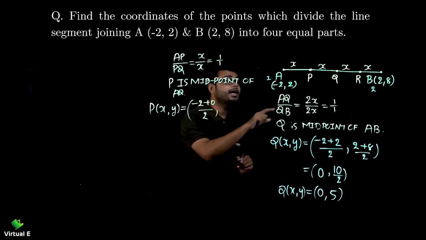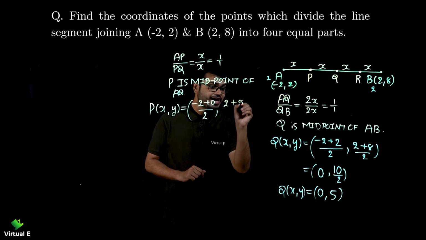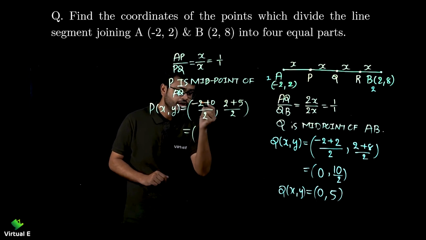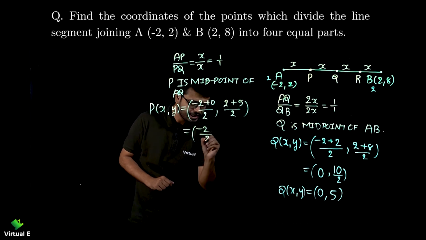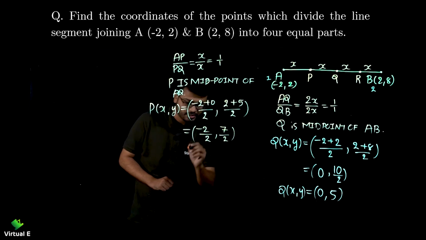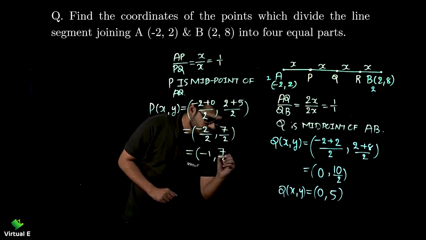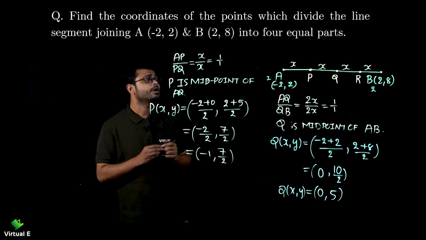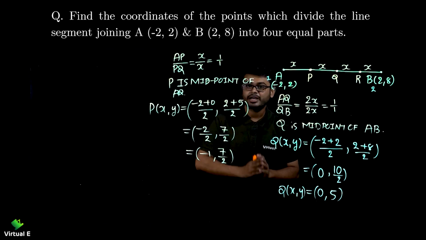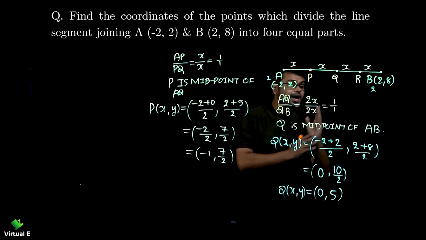Then the coordinates of Y, here 2 and 5. So 2 plus 5, denominator 2, simple. So here only -2 and denominator 2. 2 plus 5 is 7 and 2 in the denominator. So if we cancel, you are going to get -1 and 7 by 2. So the coordinates of P are (-1, 7 by 2). Done. Now can you do the calculation for point R?